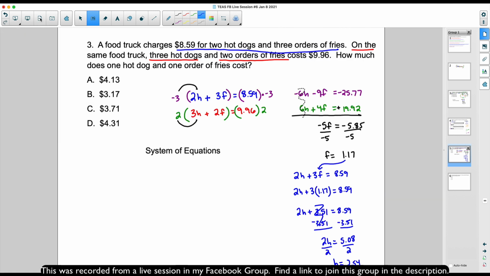So finally, we can answer the question: how much does one hot dog and one order of fries cost? Well, let's add these together. $1.17 plus the 2.54. If you wanted just one order of fries and one hot dog, that would be $3.71. That answer is C.